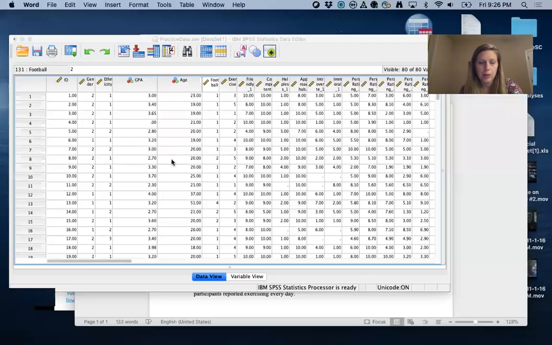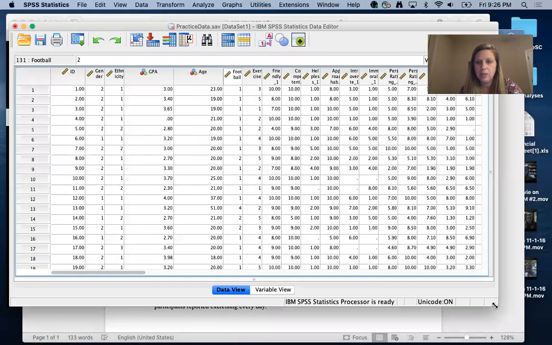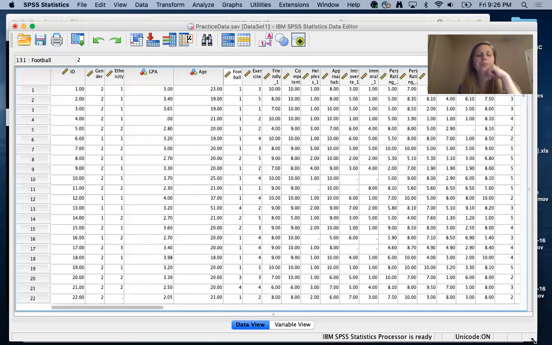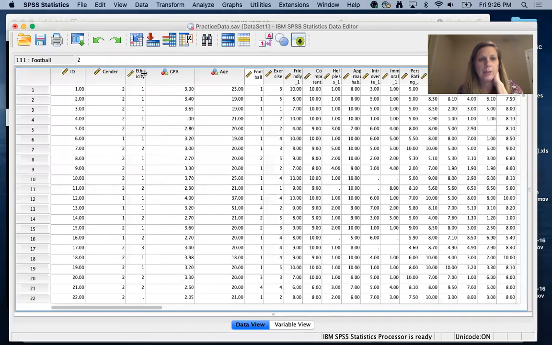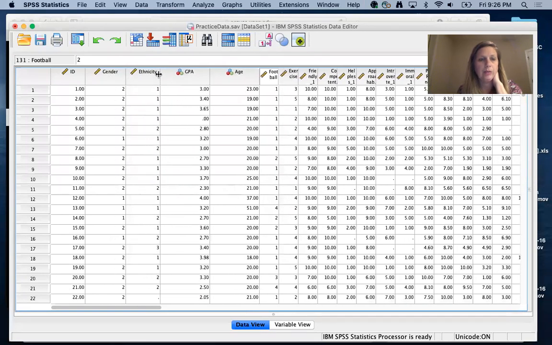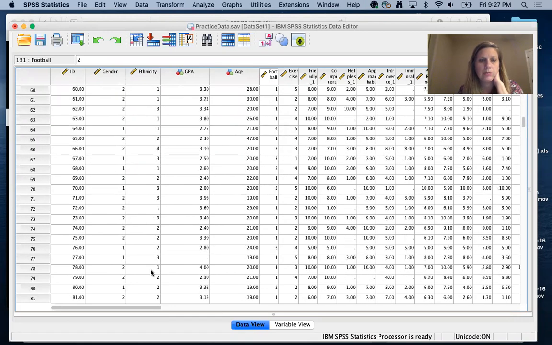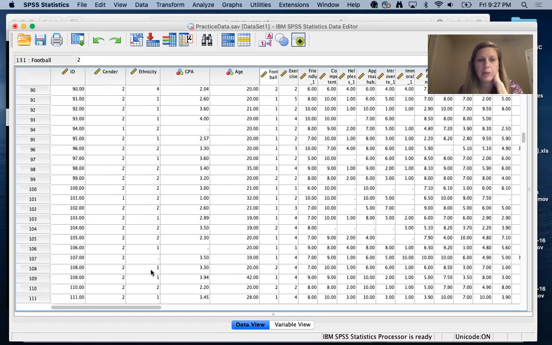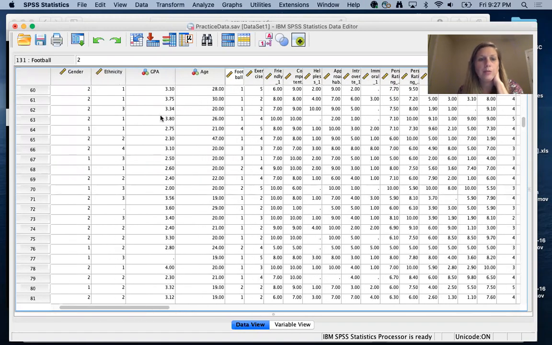Hold on, let me just pull that back up. Okay. So if you're looking at this, we have all these categories right here. I'm just moving these over a little. We have gender, a bunch of 2s and 1s. Ethnicity, 1s, 2s, 3s, 4s, maybe 5s. I can't remember. GPAs. Oh, but look, for ethnicity, check it out. Nobody on line 72, that person didn't answer it.